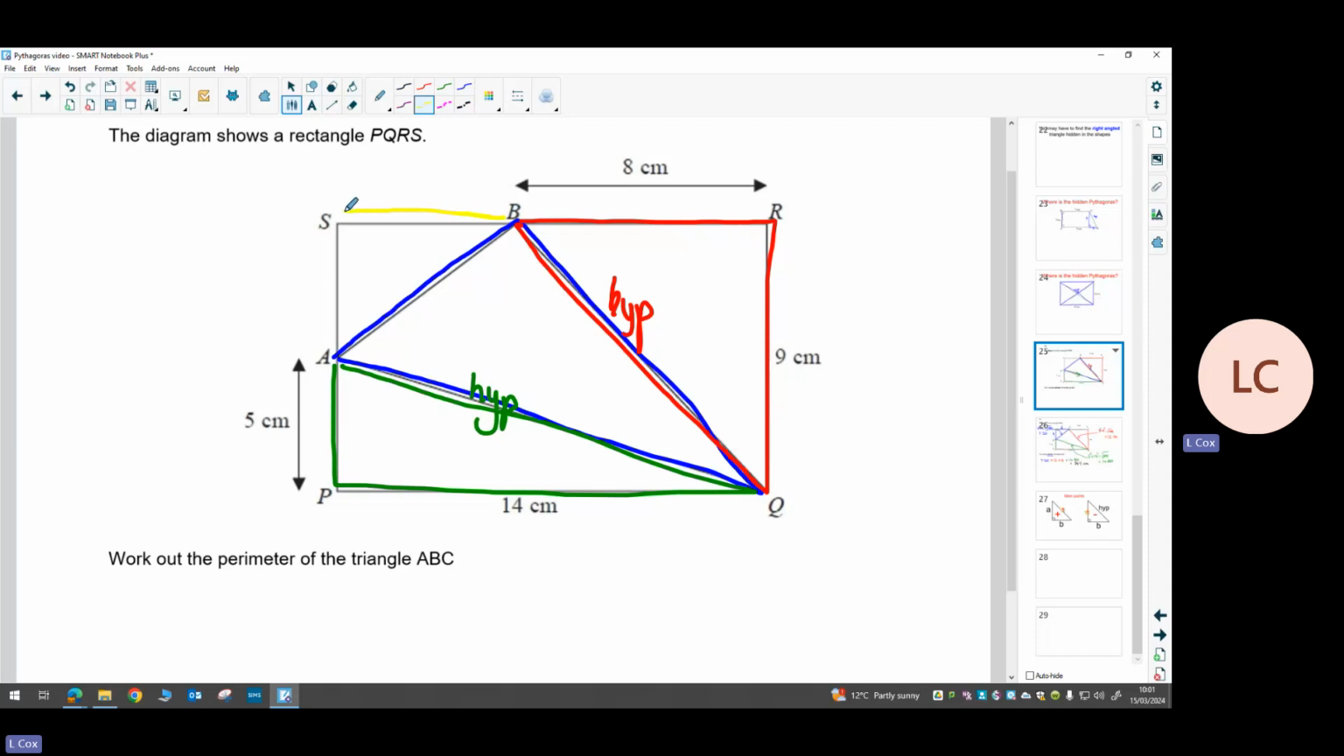We don't know this length and we don't know this length yet. But look, if it's 14 all the way across and 8 up to there, you can do 14 take away 8 and you know it's 6. And 9 all the way down, and this is 5, so it must be 4. And now you can work out this hypotenuse. And then you can work out the perimeter of everything. See if you can have a go. Pause the video.